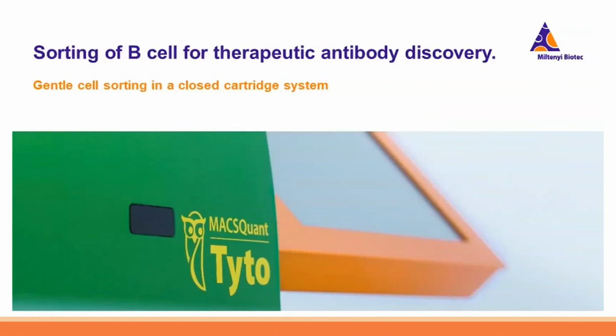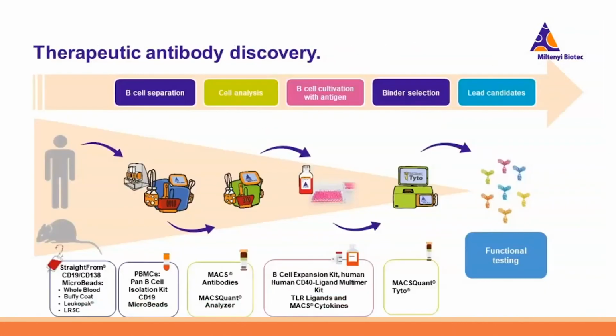And now I'm going a bit more into another topic, the flow sorting of B cells for therapeutic antibody discovery with our gentle cell sorter with a closed cartridge system. It's also a very interesting system. So here is our antibody discovery process, where you start with your sample material of interest, either human blood or mouse spleen.